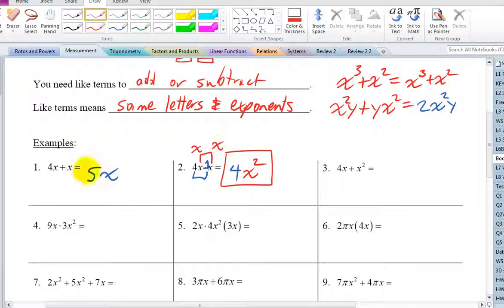Notice the difference between 1 and 2. Question 1, you're adding to get 5. Question 2, you're multiplying to get 4. Question 1, the letter and the exponents are the same. X exponent 1. Question number 2, when you're multiplying, the letters change to x squared. So there's a big difference between 1 and 2.